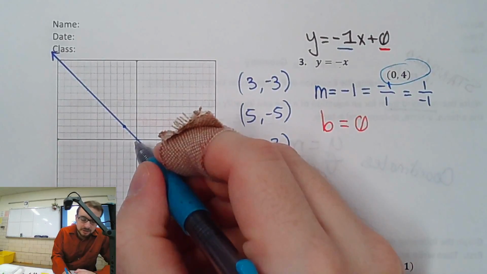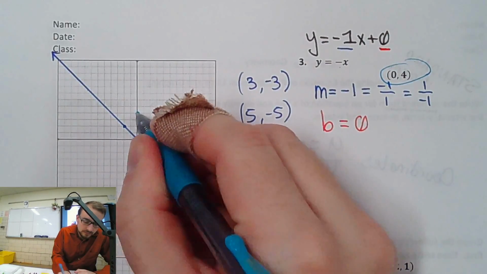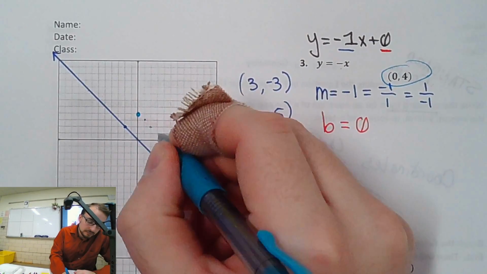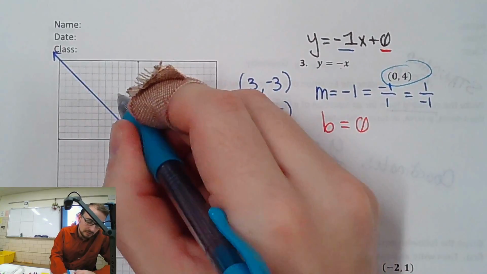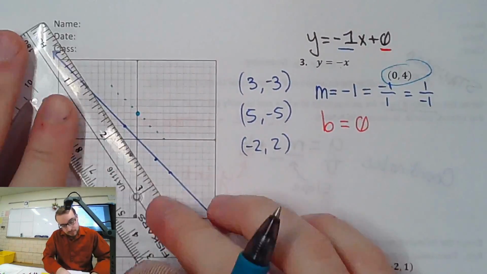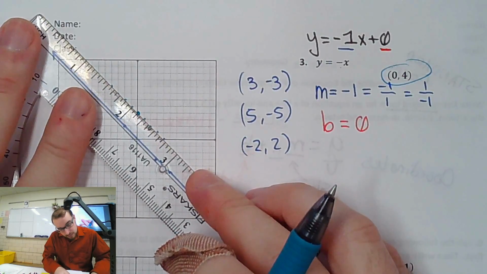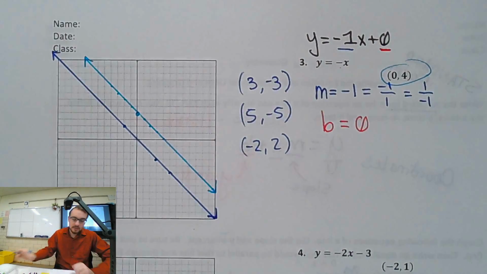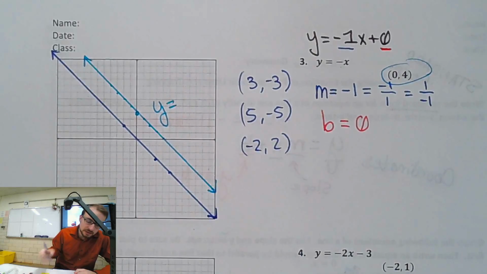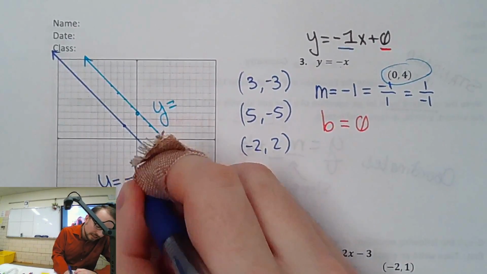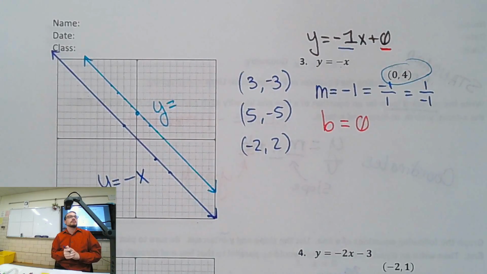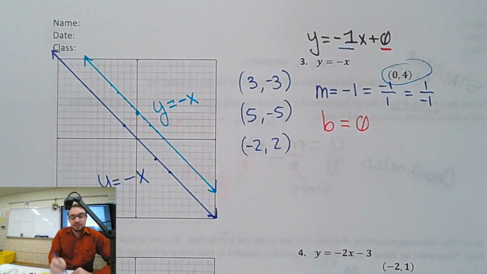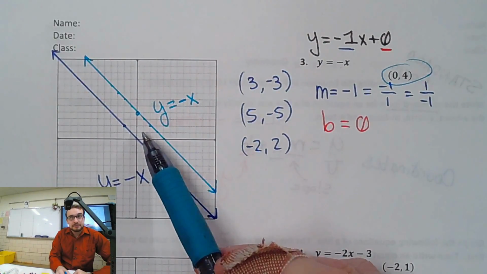here's 0, 4, 0 in the x direction, 4 in the y. 1, 2, 3, 4. Got some space now. Same slope. So down 1 to the right 1, and up 1 to the left 1 gives us our slope. So the light blue line has its own equation, and the dark blue line has the equation y equals -x. They have the same slope because they're parallel, but the difference between the dark blue and the light blue is location.